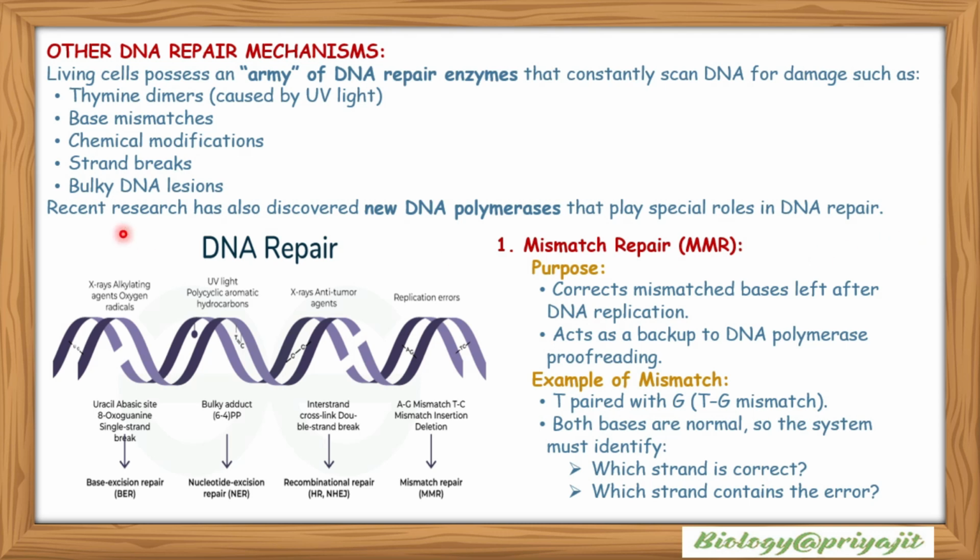Mismatch repair, or MMR, corrects mismatched bases left after DNA replication. It acts as a backup to DNA polymerase proofreading. An example of a mismatch is T paired with G, that is, a TG mismatch. Both bases are normal, so the system must identify which strand is correct and which strand contains the error.